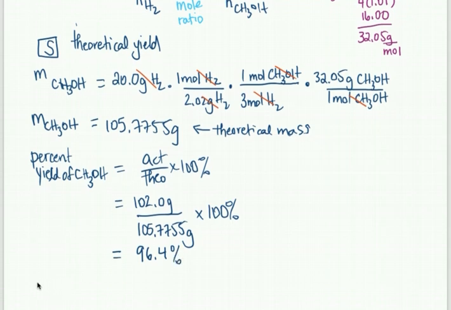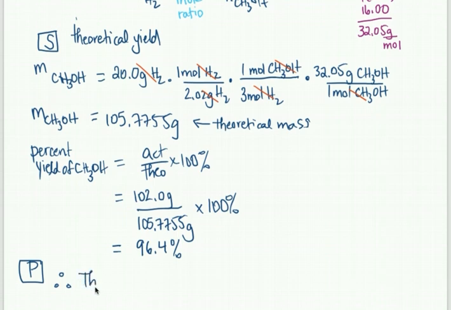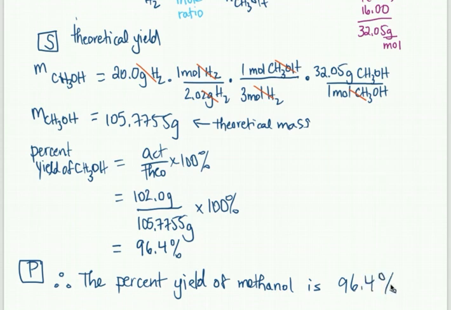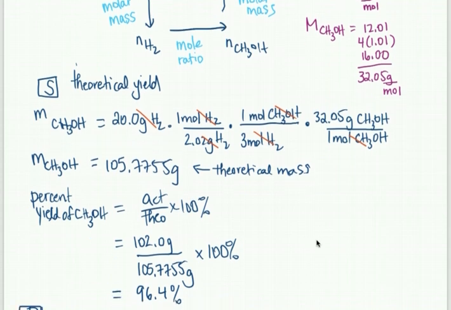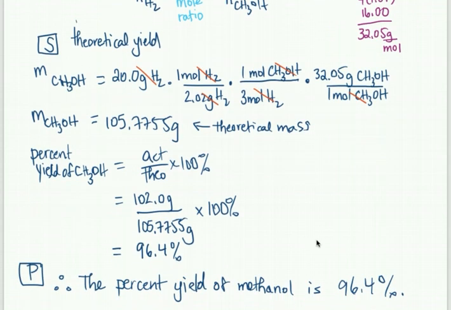Okay, all right. So make a therefore statement. Therefore, the percent yield of methanol is 96.4%. Okay, so that would be, I would think, pretty successful because we only lost about 4%. Okay, all right, so I'm just gonna do the same one here now with the formula method, okay?